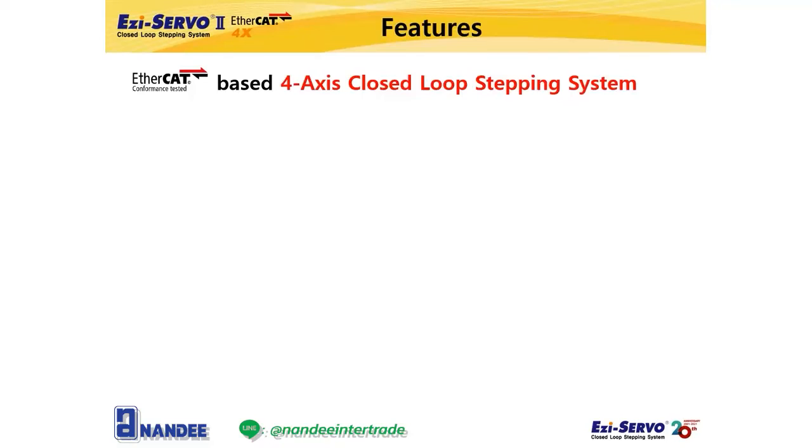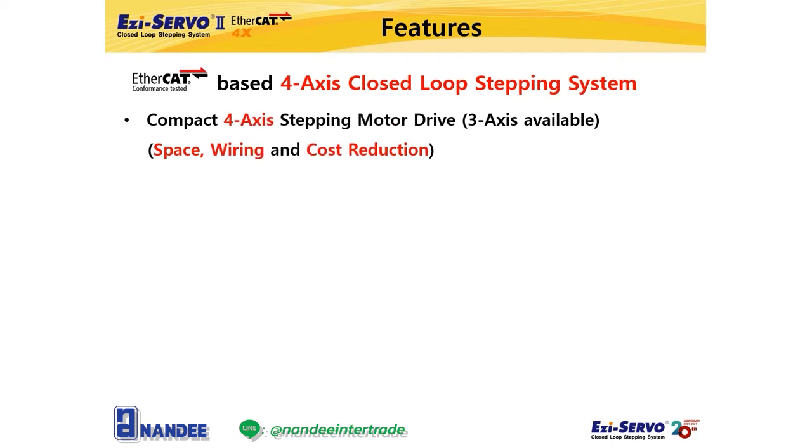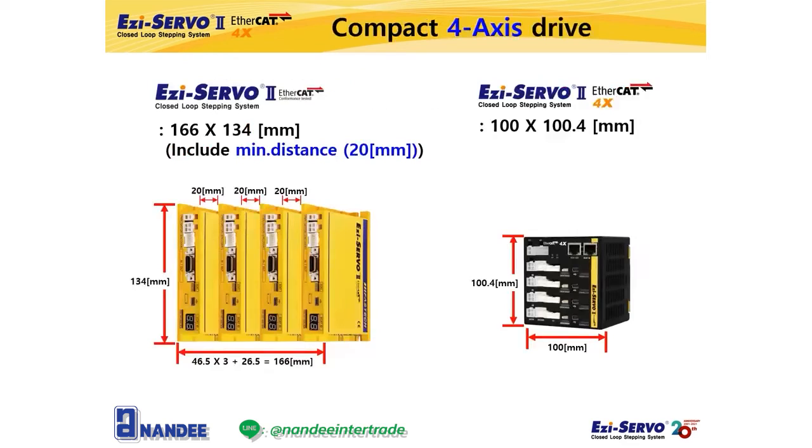Now let's check the features of EZ-Servo 2 EtherCAT 4X products. EZ-Servo 2 EtherCAT 4X is an EtherCAT-based 4-axis closed-loop stepping system product. There are 4 drives in one EZ-Servo 2 EtherCAT 4X case. Thus, you can save space and the wiring would be simpler. For example, when compared to installing 4 EZ-Servo 2 EtherCAT, which is FASTECH's standard product, installing EZ-Servo 2 EtherCAT 4X only needs half space for installation.